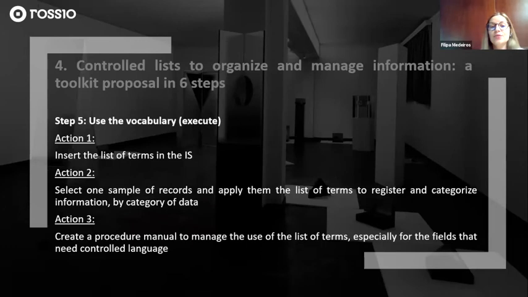Step 5, use the vocabulary, execute. Action 1, insert a list of terms in the information system. Action 2, select one sample of records and apply to them the list of terms to register and categorize information by category of data. And action 3, create a procedure manual to manage the use of the list of terms, especially for the fields that need controlled language.